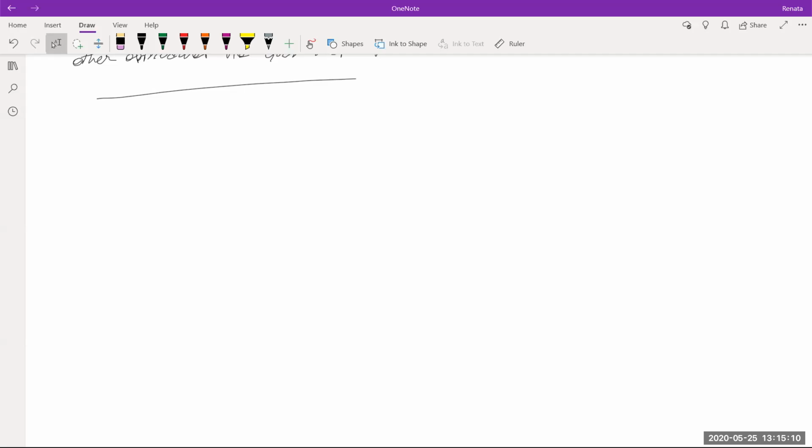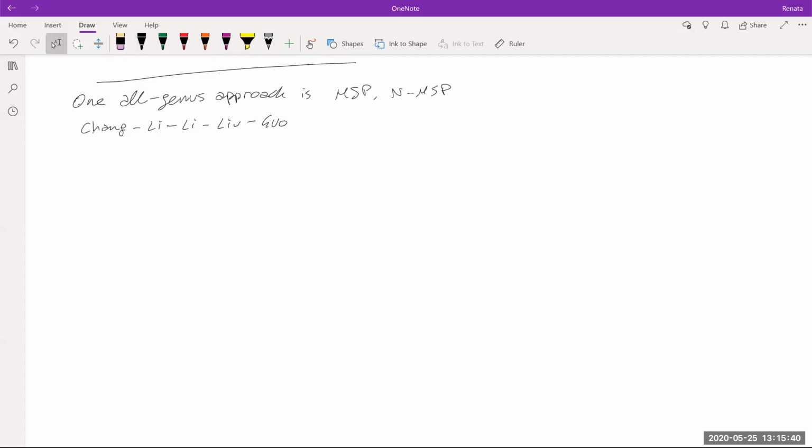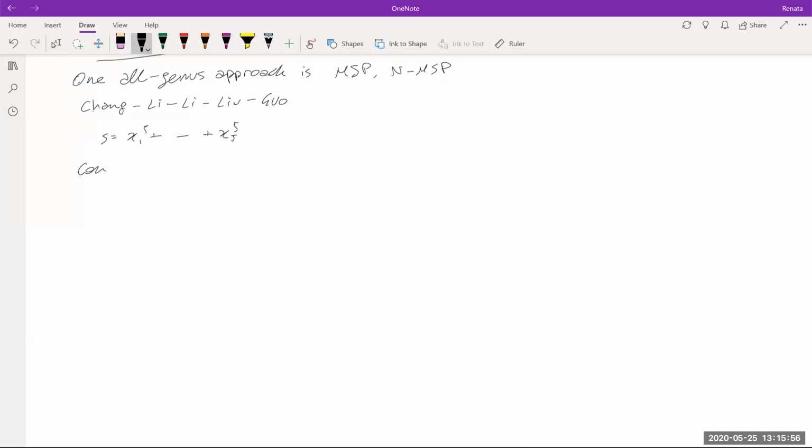One all-genus approach is the theory of MSP fields by Chang, Junli, Wei-Ping, Melissa, and Huai-liang. And the basic setup, because this is where stable maps with p-fields arise, I'm going to go into the general setup just very briefly, is, well, remember we called S the polynomial defining Q.